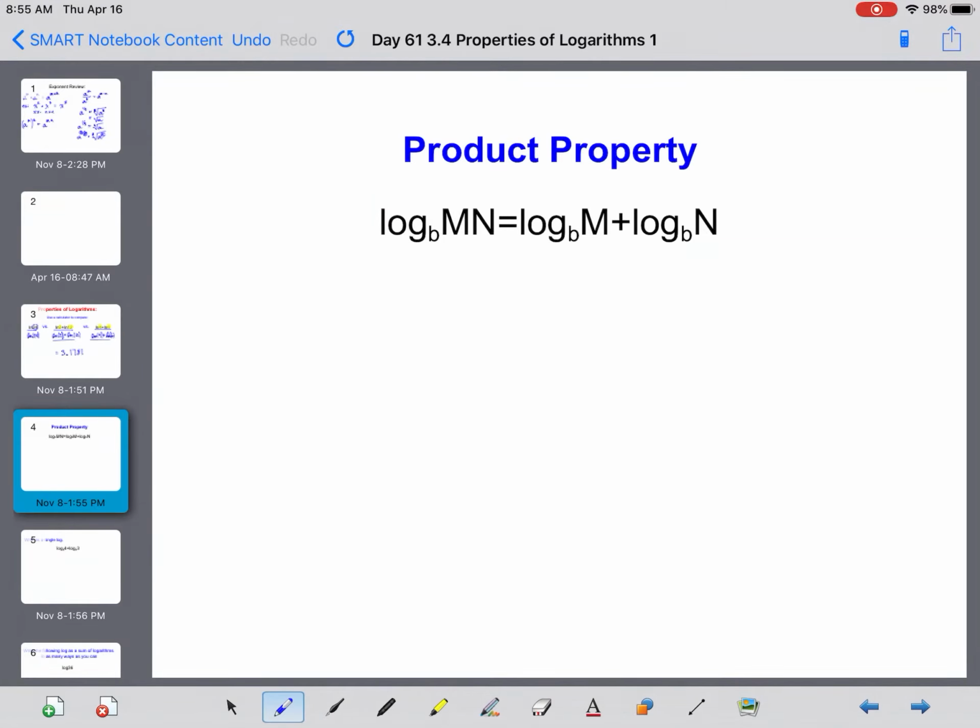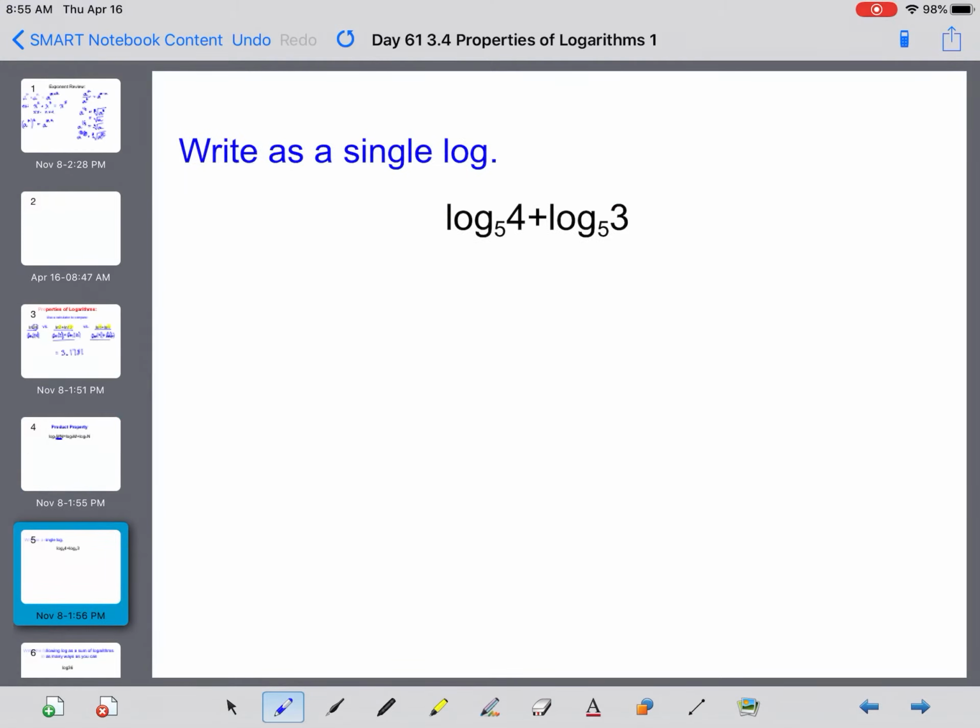And hopefully this makes sense. When we started with that exponent review, logarithms are just exponents, so they are going to follow the same rules as exponents. If you are adding 2 logs together, it would be equivalent to multiplying the arguments of those 2 logs together. So let's look at simplifying.